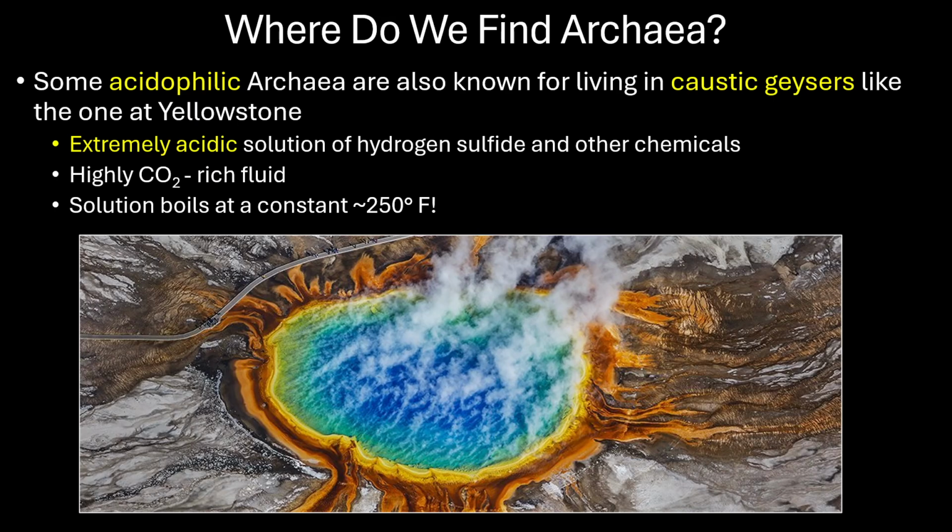Some species are also very acidophilic. So they love high acid conditions. They're also well known for living in caustic geysers around the world, including the ones we have in Yellowstone. These environments are super acidic. They're also very oxygen poor in some cases, and have lots of hydrogen sulfide and other pretty aggressive and caustic chemicals. And the whole solution is boiling at a constant 250 degrees Fahrenheit, but these species love it there.